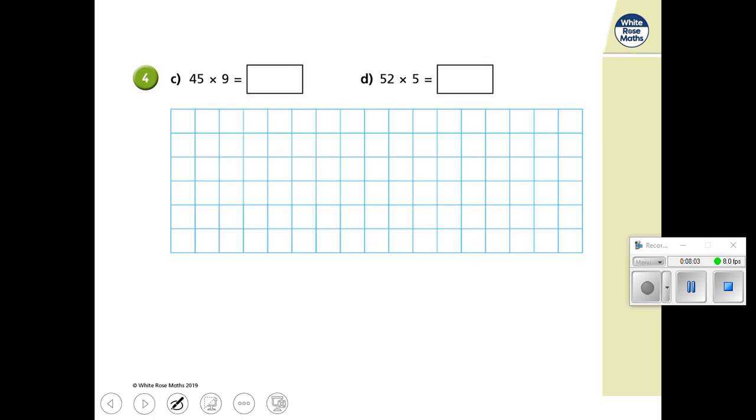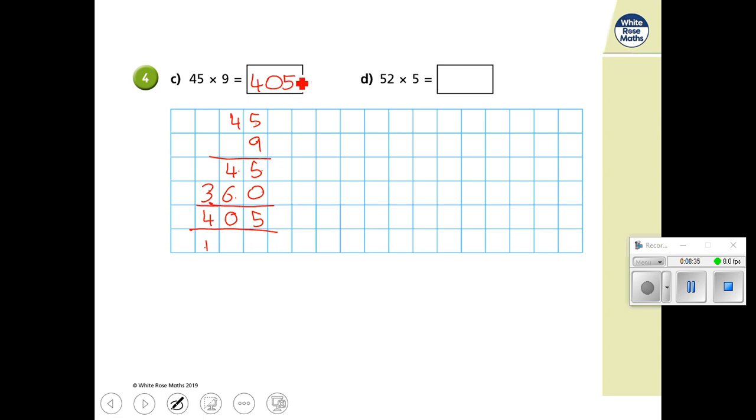No, oh no, sorry, still question 4. Right, 45 multiplied by 9. So let's do the first method. 9 times 5 is 45. And then 9 times 40 is 360. And then we simply add those two numbers together. 5 add 0 is 5. 4 add 6 is 10. Carry 1. And then 3 add 1 is 4. So that's 405.